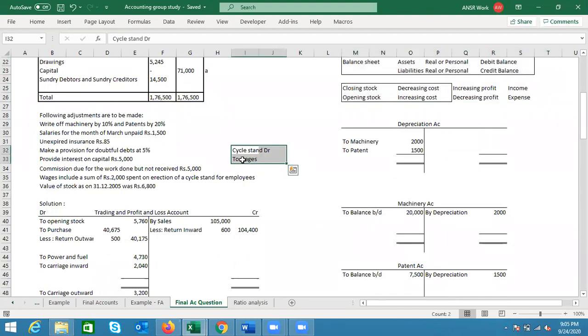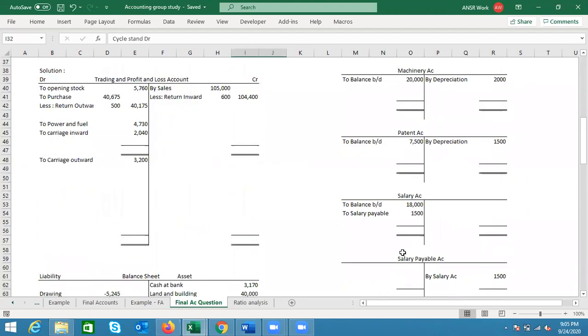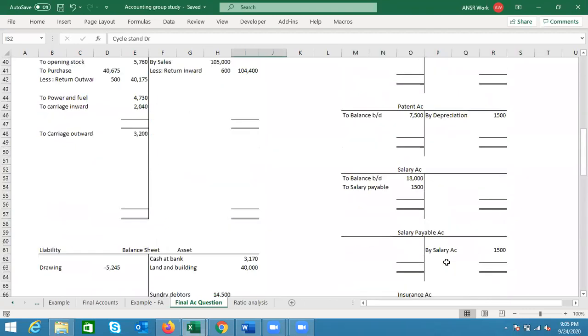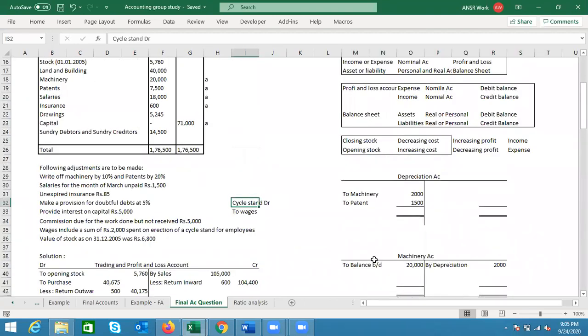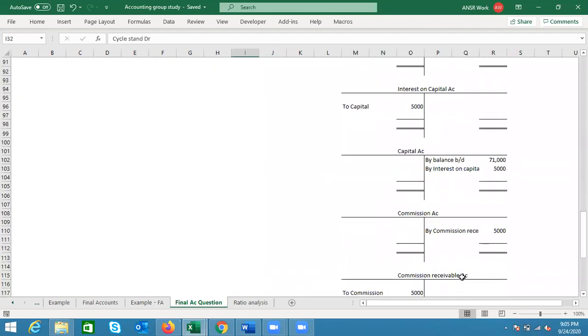Now, cycle stand debit to wages account. The sole reason is earlier wages was debited. Now we are crediting it to cancel it off. Cycle stand should have been debited, so we are debiting it now. Now let's create a cycle stand account. Again, you can club it to the machinery account as well, or you can give it a separate name. It's up to you, no problem.